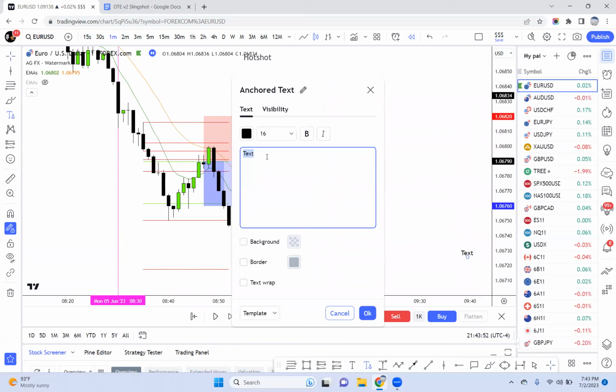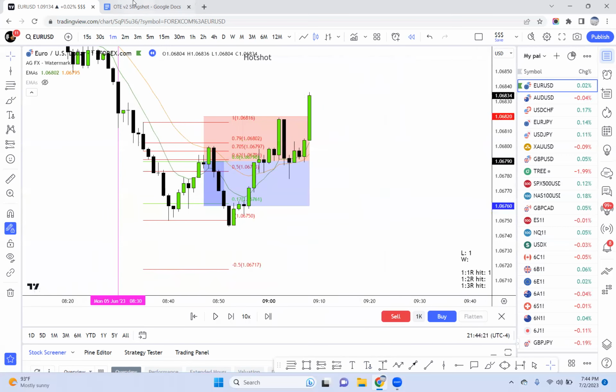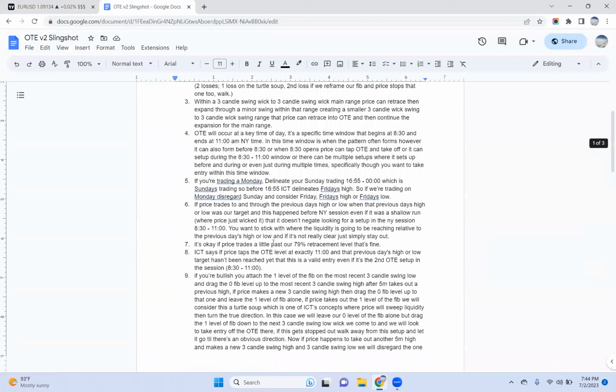We'll just put an anchor text right here. L1, W's, none. We'll put like 1R hit, 1 to 2R hit, 1 to 3R hit. Okay, so we'll just say that 1 hit, but we're targeting a 1 to 2 for the strategy, so we'll just say L.